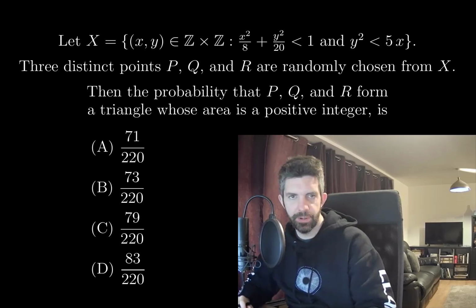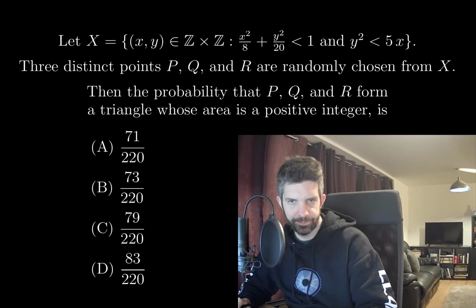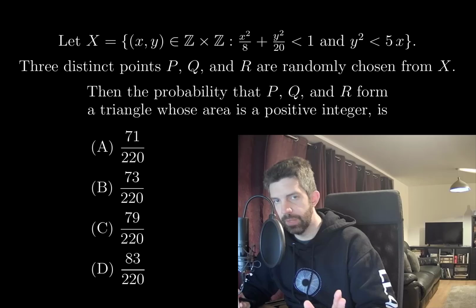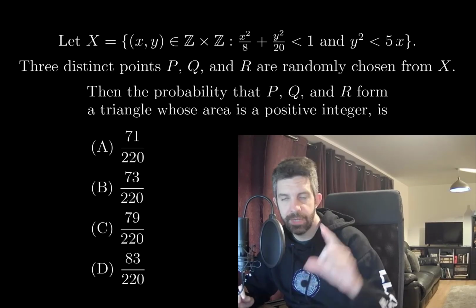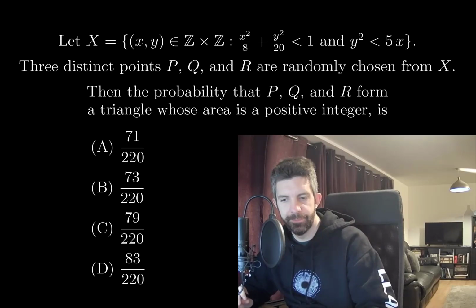So what I want to do here is figure out exactly what the region bounded by these two curves is. We have an ellipse, and the intersection of the interior of an ellipse and some region below a parabola. That'll be some region below a sideways parabola, or contained within a sideways parabola.